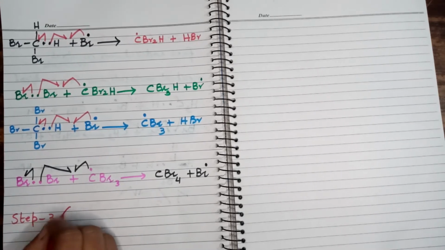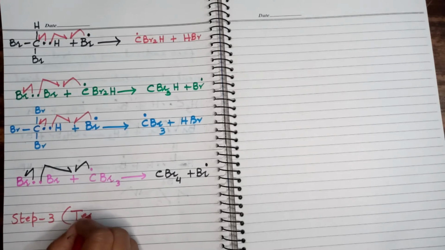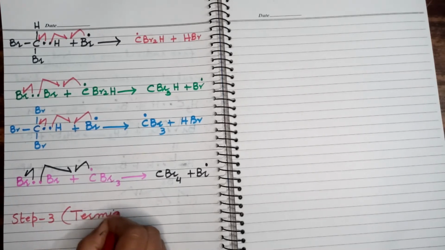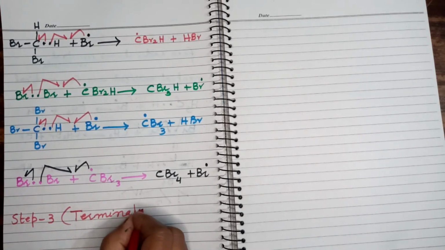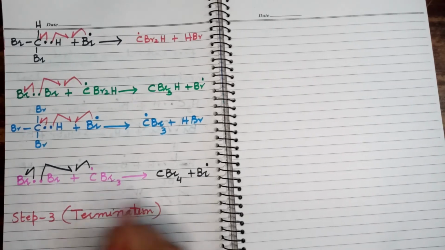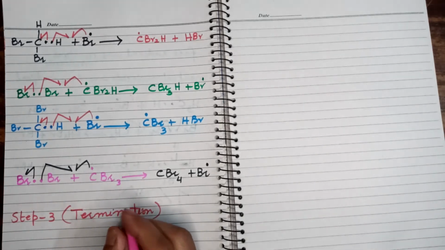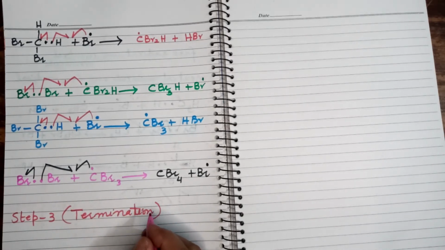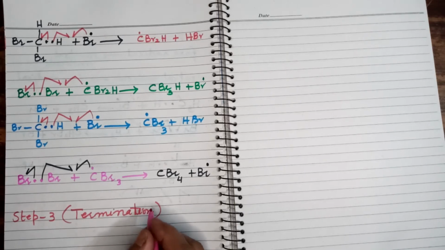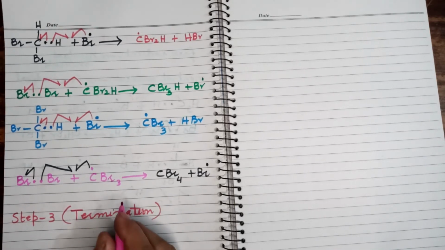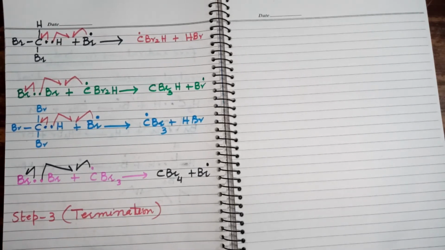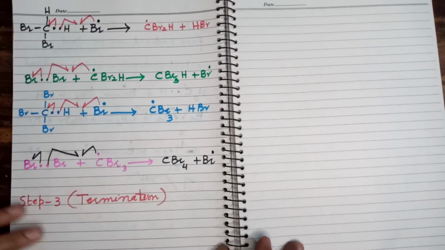Step 3, that is termination. Termination step. Now what will happen in the termination step? In this step, the various free radicals are terminated. Either they are similar or they are different. Let's see their examples.